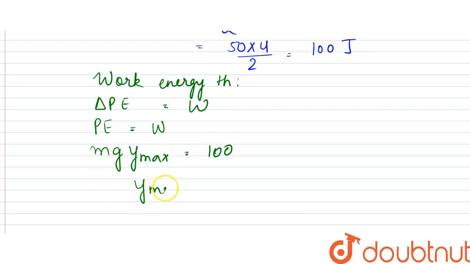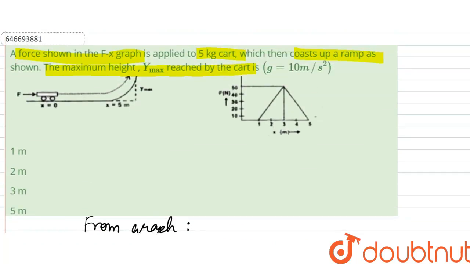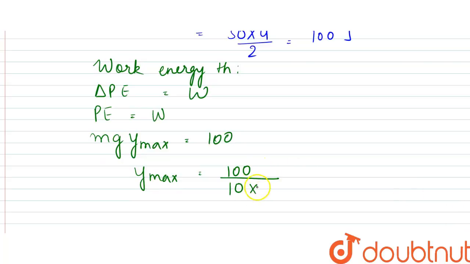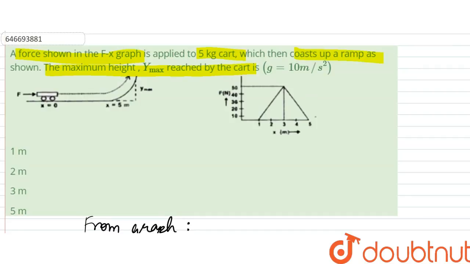So y max here would be equal to 100 divided by g, that is 10, and mass is 5 kg, so this is into 5. So that would be equal to 2 meters. So the maximum height that the cart has reached is equal to 2 meters. Option B would be the answer.